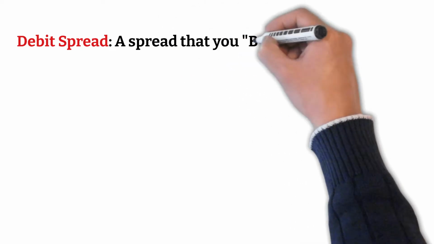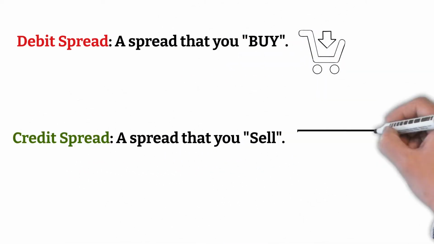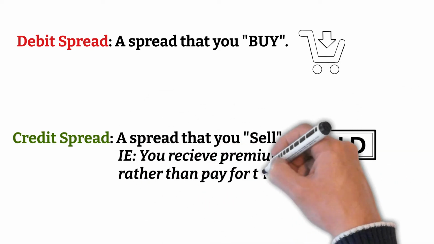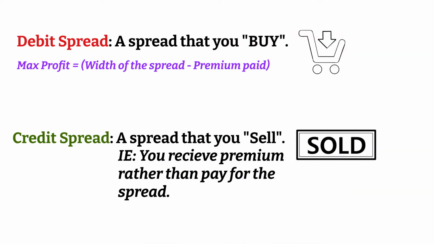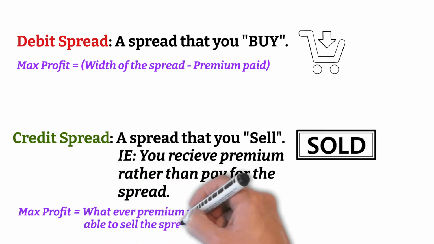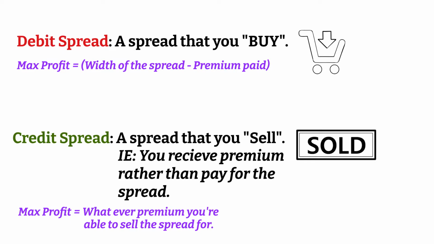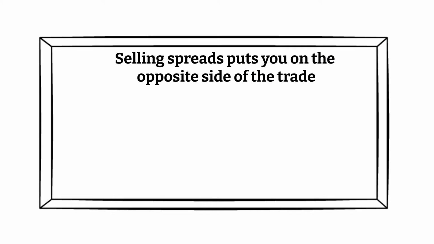If you recall, a debit spread is a spread that you buy, so a credit spread is a spread that you sell. The reason why we call it a credit spread is because you receive premium for selling that spread. Unlike a debit spread where the maximum profit depends on how wide your strikes are and the amount that you paid for the spread, with a credit spread, your maximum profit is based on how much you're able to sell that spread for. Make a mental note that selling a spread puts you on the opposite end of the trade of the person who bought the spread.